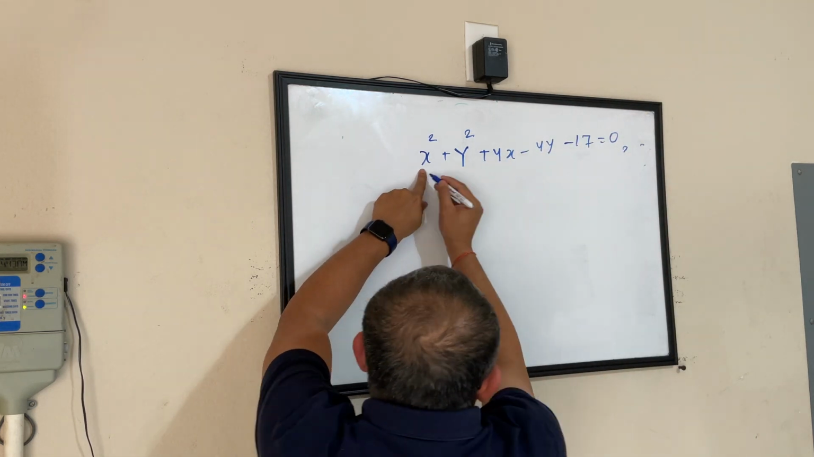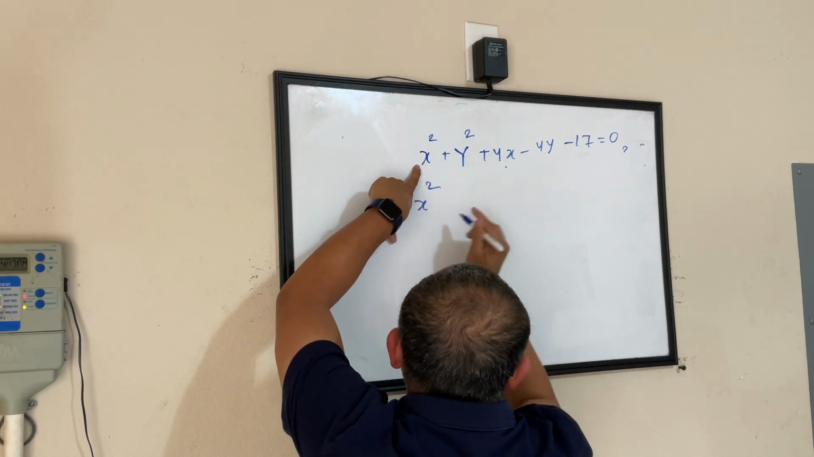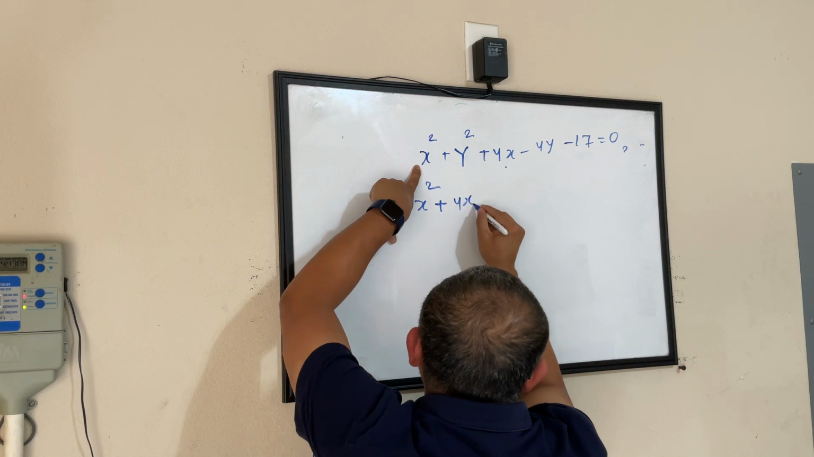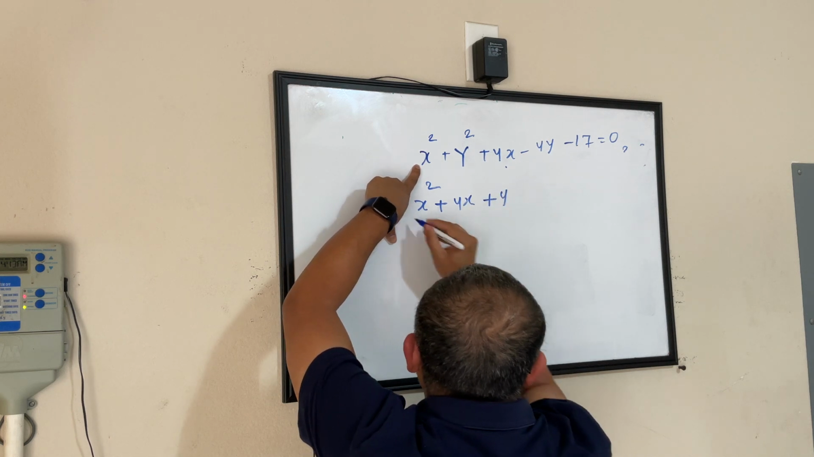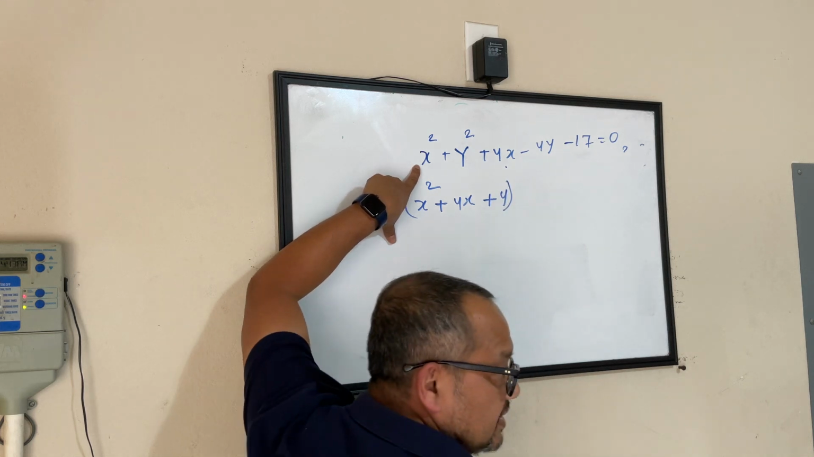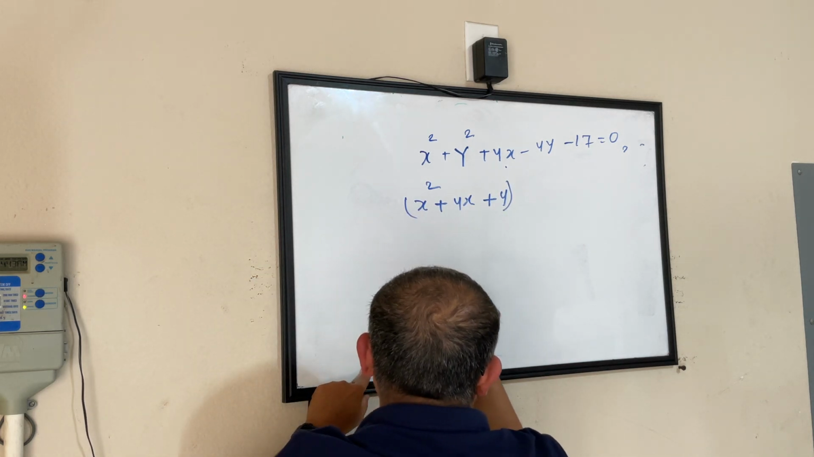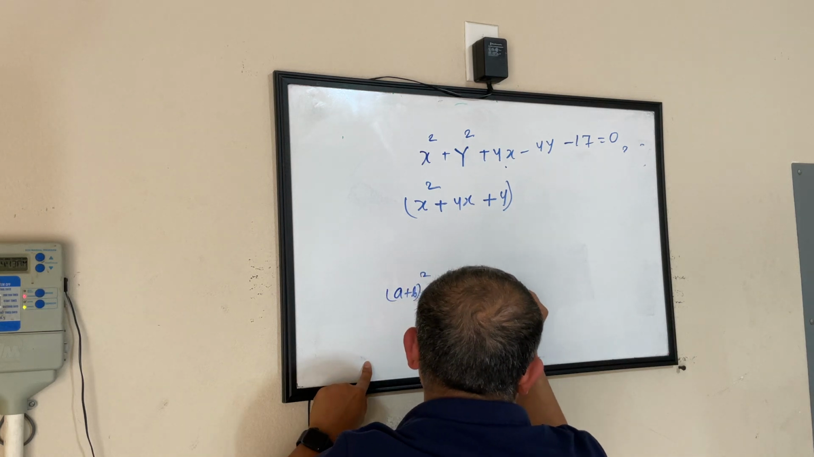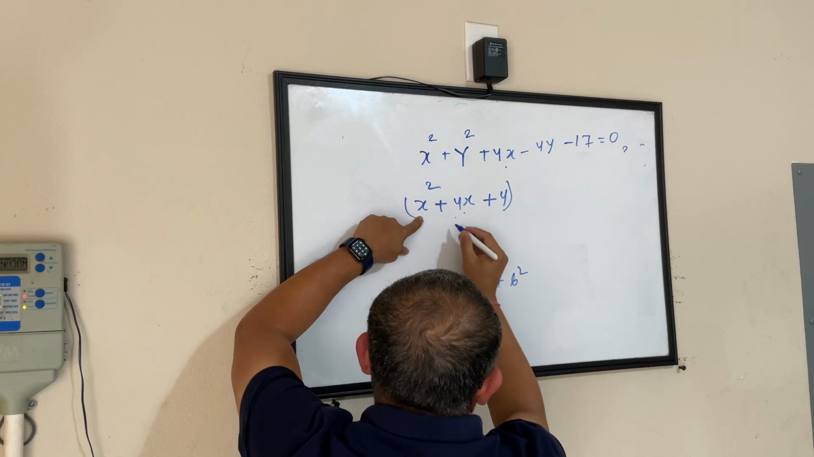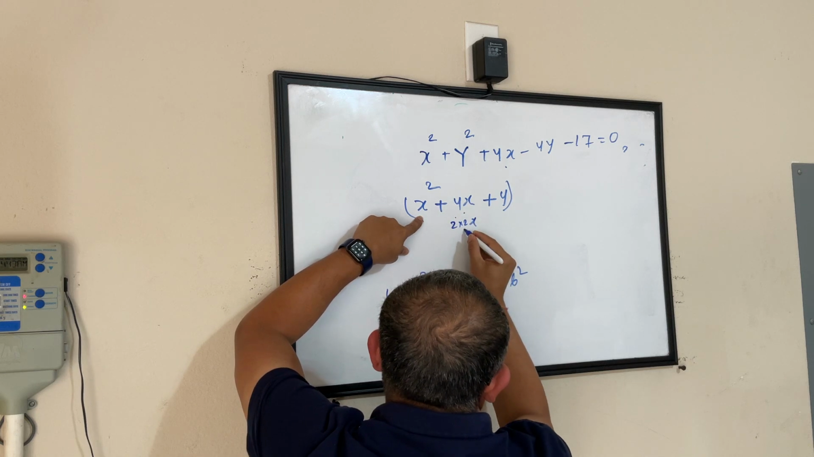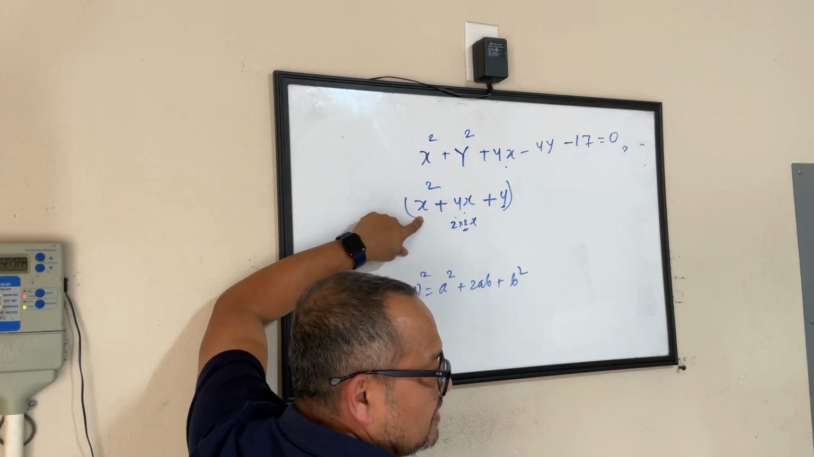x squared plus 4x. Let's simply put all the x things together. x squared plus 4x plus 4. I will put that here, because (a plus b) whole square gives you what? a square plus 2ab plus b square. Here, x square plus 4x, so this is 2 into 2x, so your b is 2, so this is 2 square, 4.